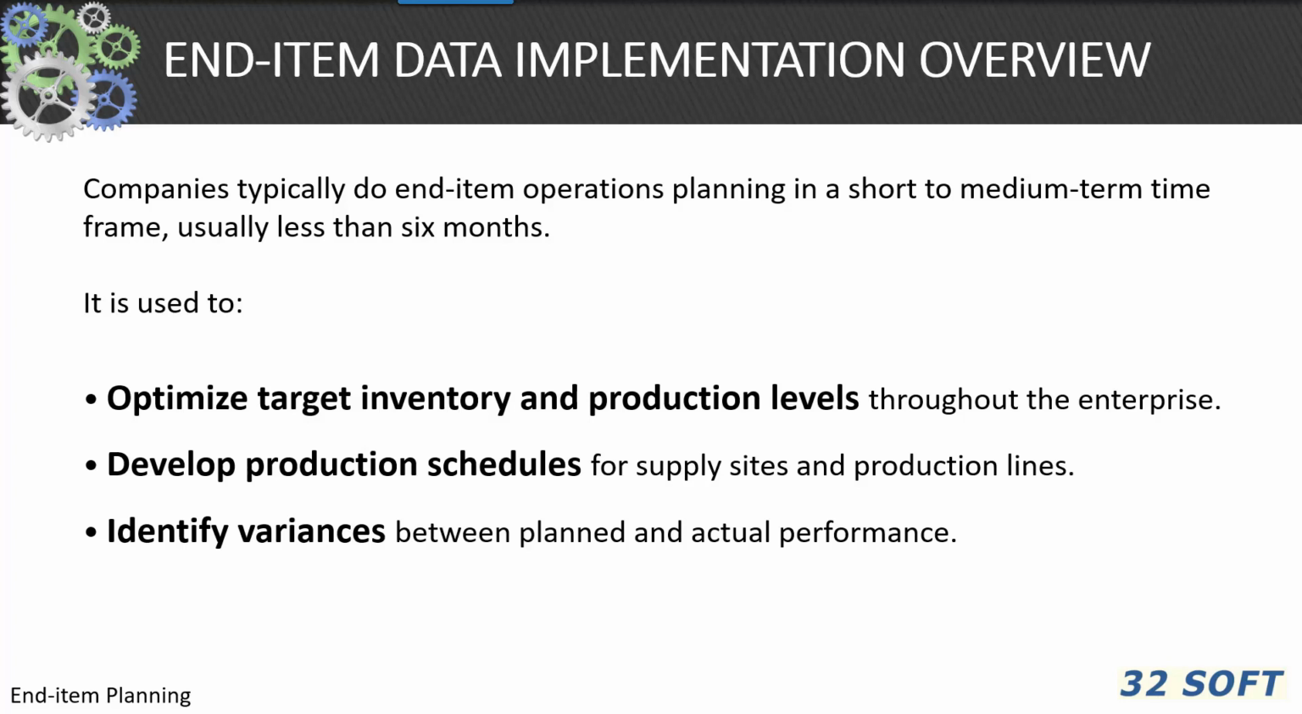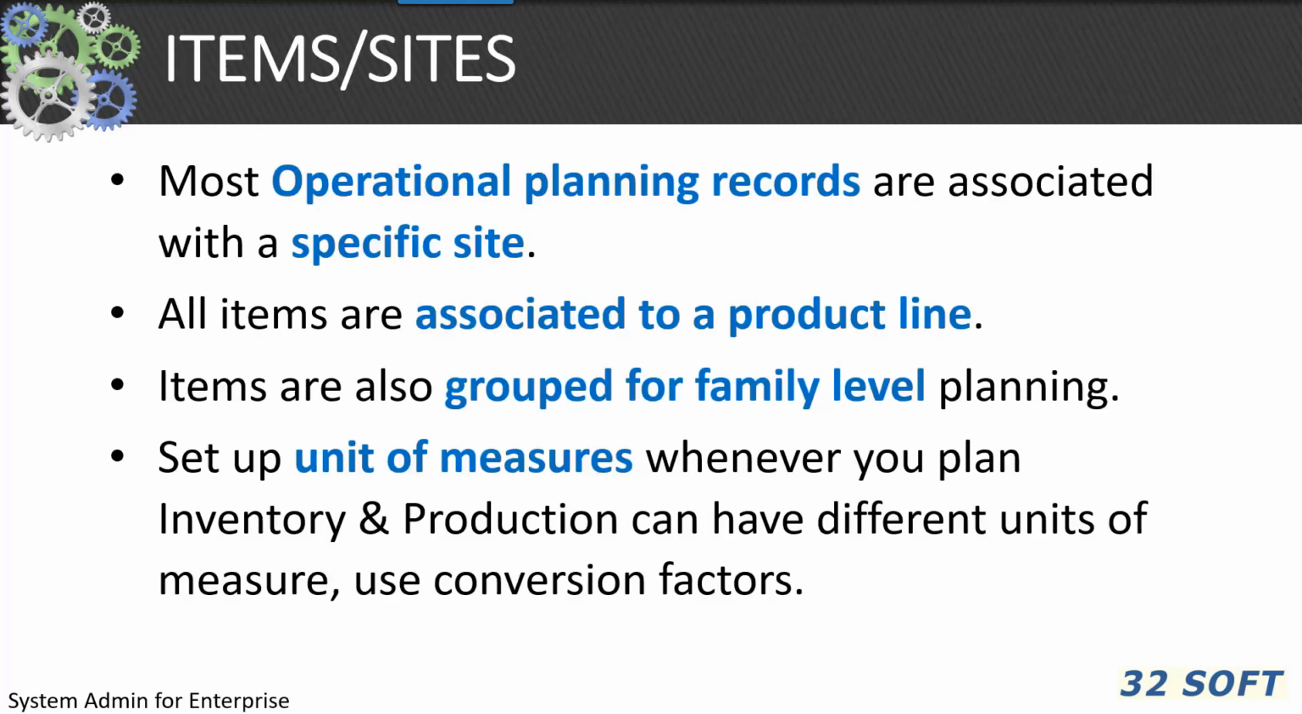Typically, once companies have set up the family levels, they are going to want to use short to medium terms at the end item level to optimize inventory, develop production schedules, and then be able to identify variances between plan and actual. Most operation planning records are associated with a specific site. Be careful with how you set that up. All items are associated with a product line. Obviously, that's where you get your GL account numbers.